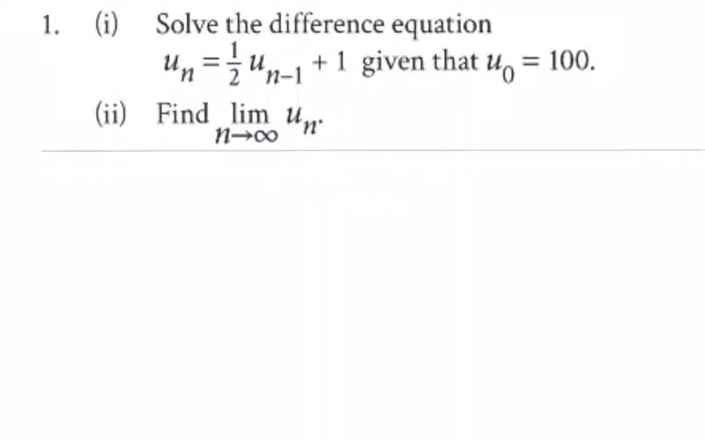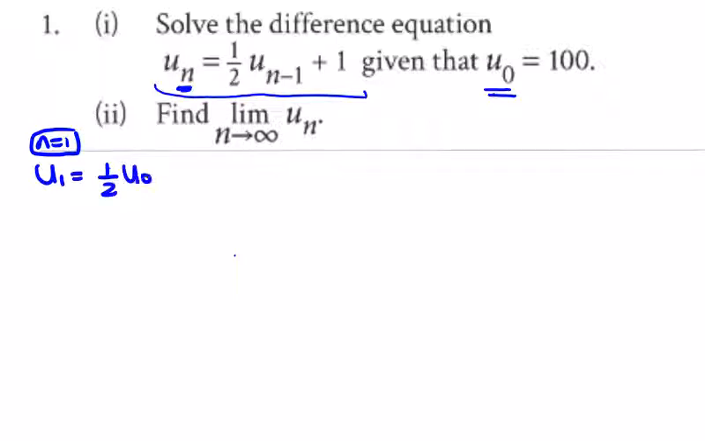In question 1, we're asked to solve this difference equation. And we're given u0. So let's try and find a pattern here. u1, when n is 1. We're going to get u1 is equal to a half times u0 plus 1. 1 minus 1 is 0.